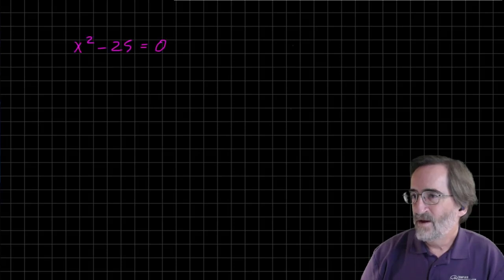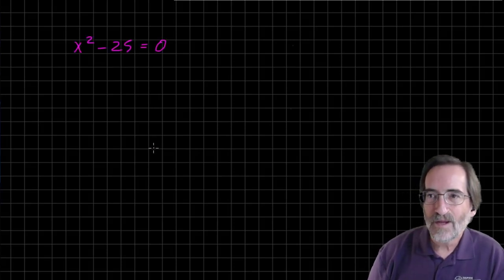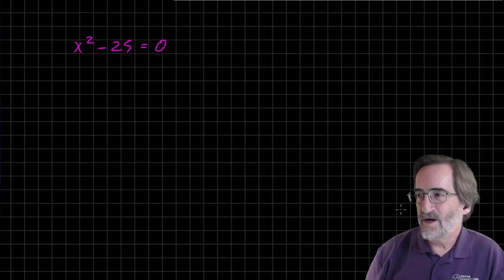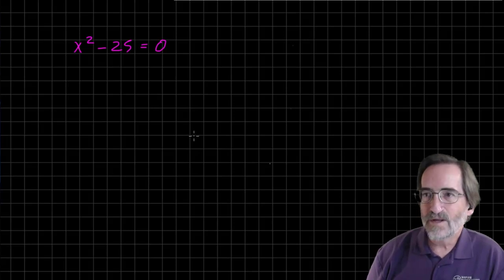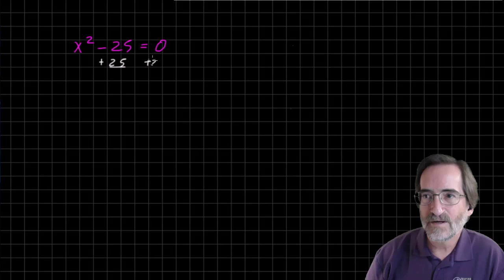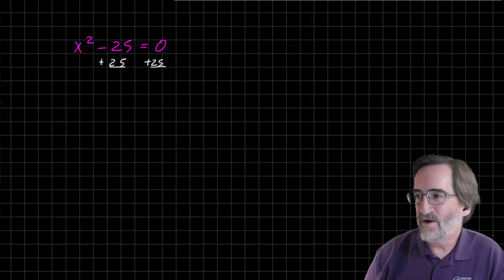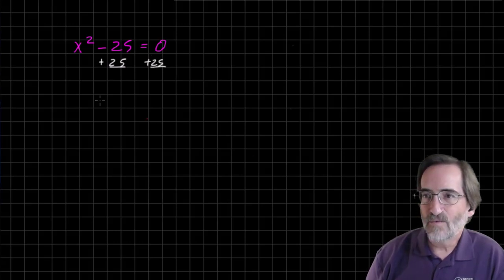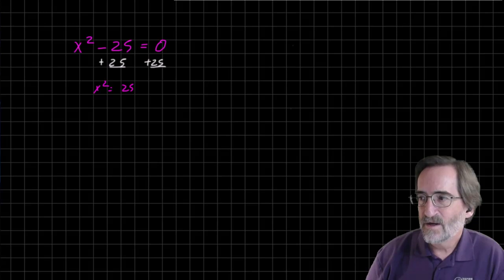Okay. Last one. X squared minus 25. They're going to talk about a pattern called the difference of squares. But really, we can solve this simply by undoing. There's only a single x, right? So we can add 25 to both sides. Add 25 to both sides. And we get x squared equals 25. And then we can square root both sides.